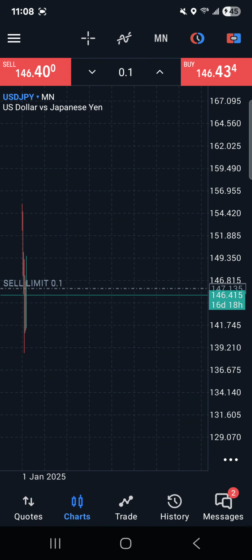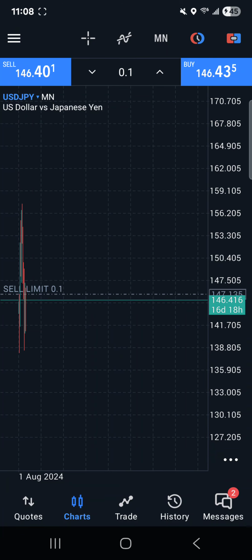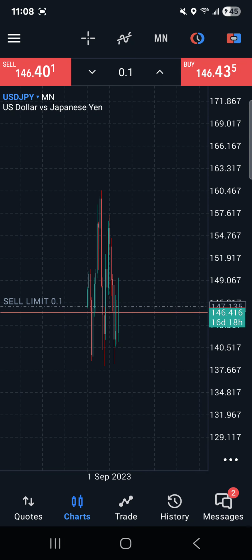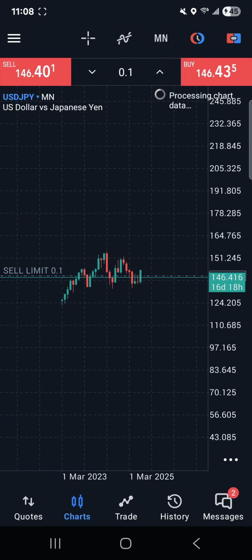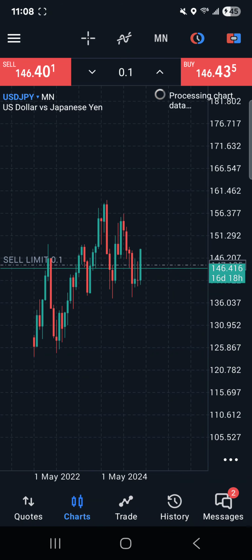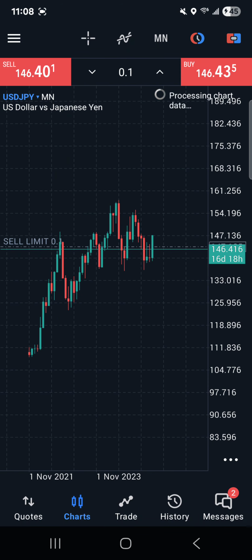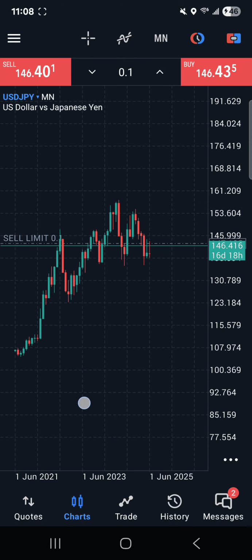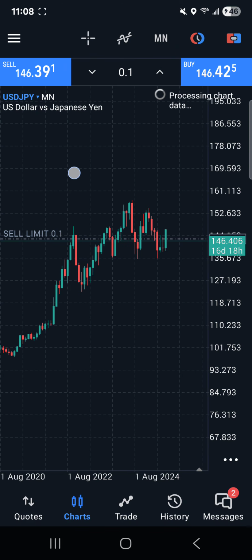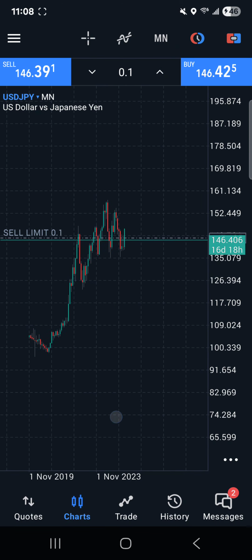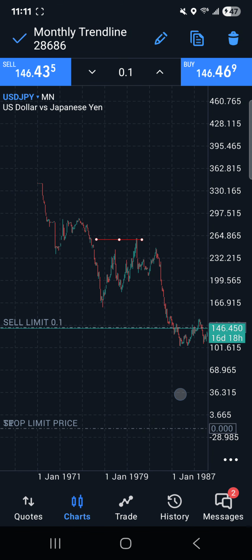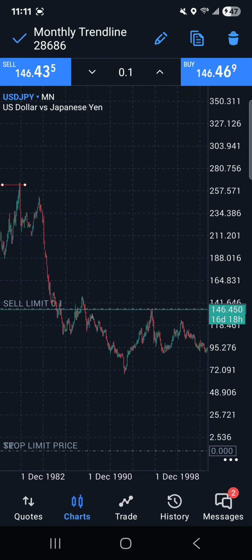So this is the MT5, so it's not going to give me a very good outlook for this analysis, but we can manage that. Okay, it's taking a little bit of time to load. Okay, it's finished loading.